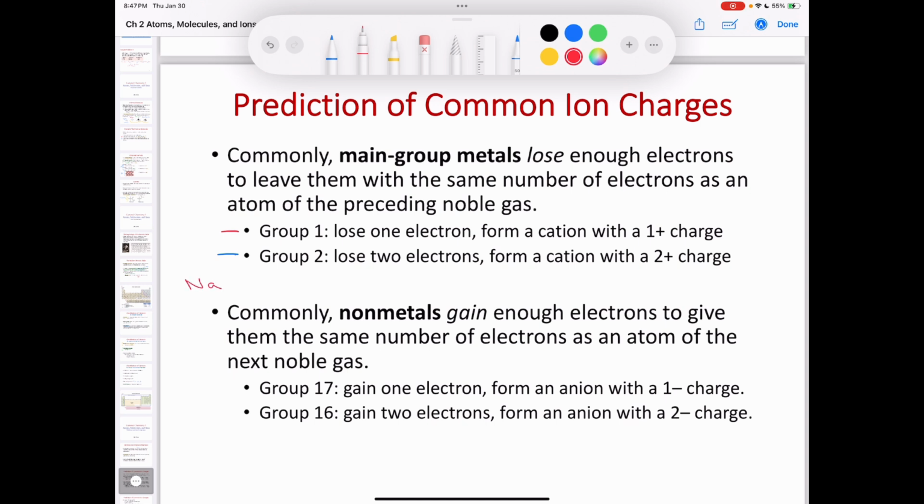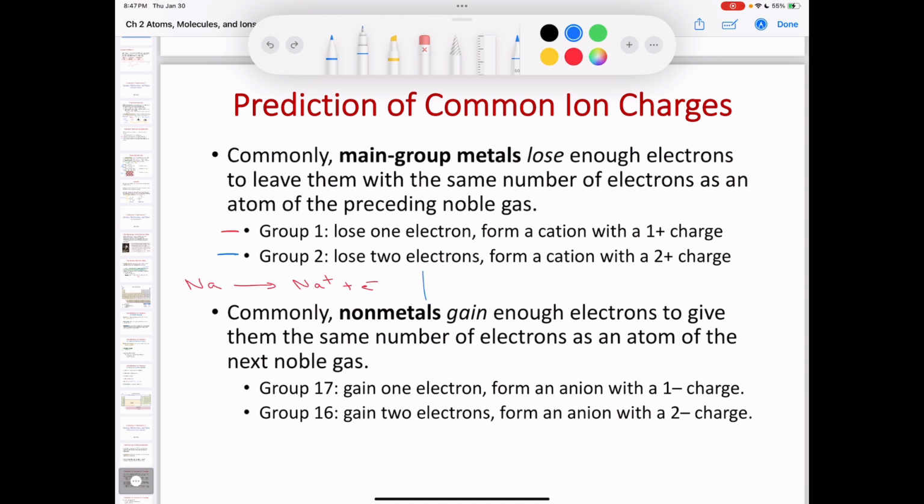If you look at sodium on the periodic table, sodium has 11 electrons, but the noble gas that precedes it is neon, and neon has 10 electrons. So if sodium loses 1 electron, it will become a sodium ion with a +1 charge. The reason this happens is because the sodium +1 ion has 10 electrons just like neon.